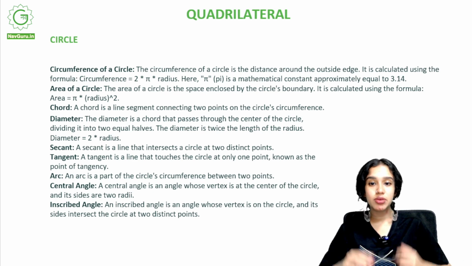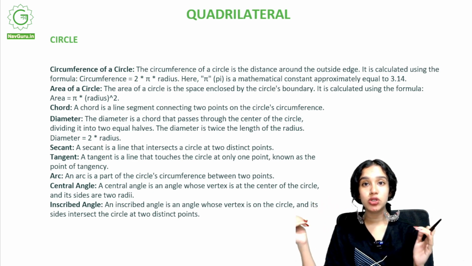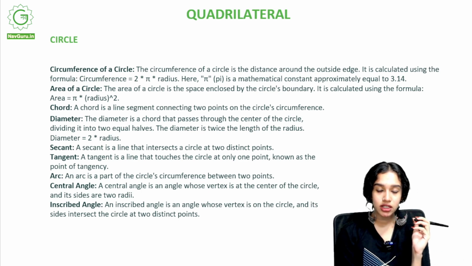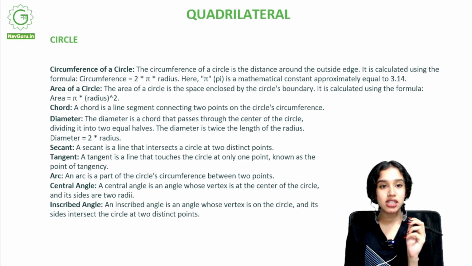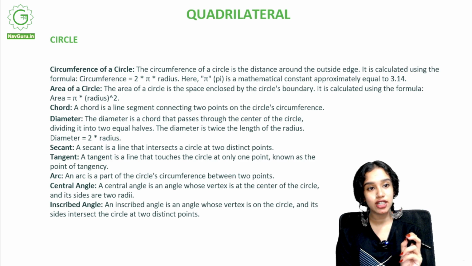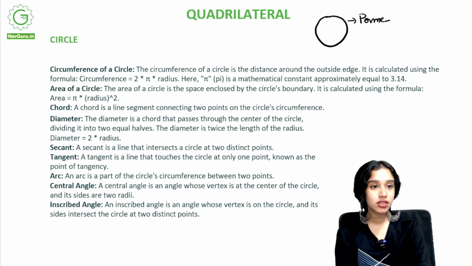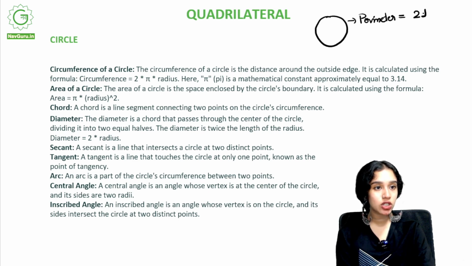Now let's see some interesting things which are very much used in solving questions from circles. First of all, the circumference of a circle. The circumference of a circle is the distance around the outside edge. So if this is a circle, the circumference, also called the perimeter of the circle, is calculated by 2 into pi into r.